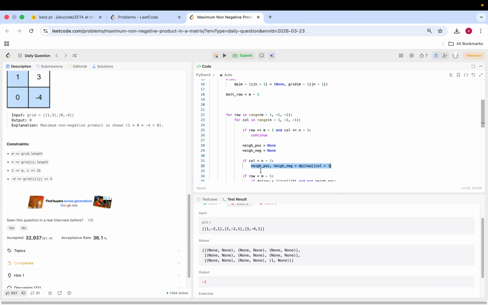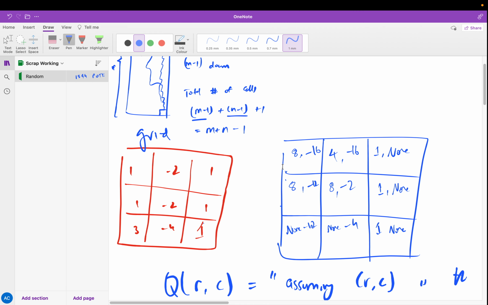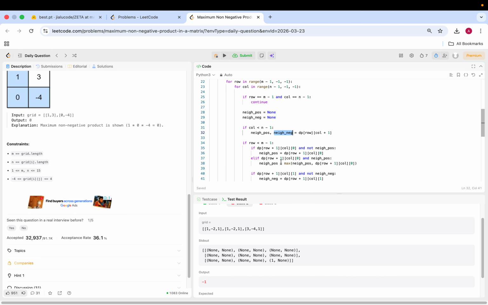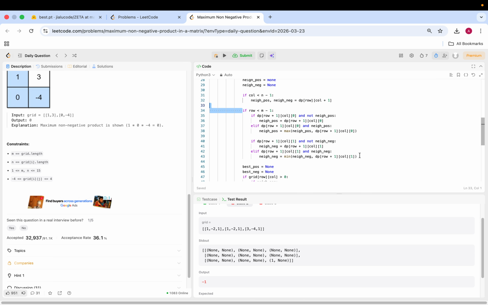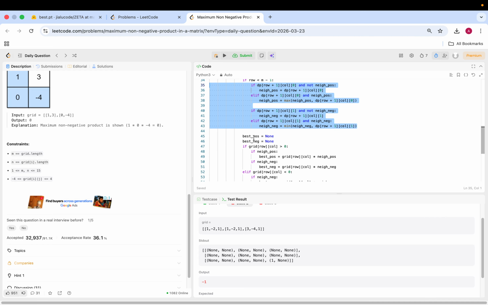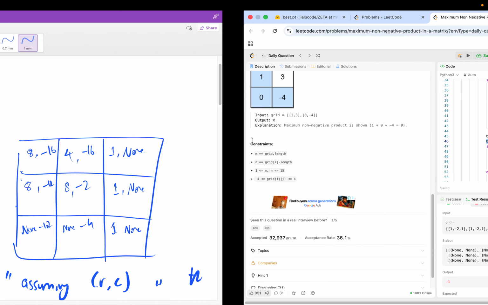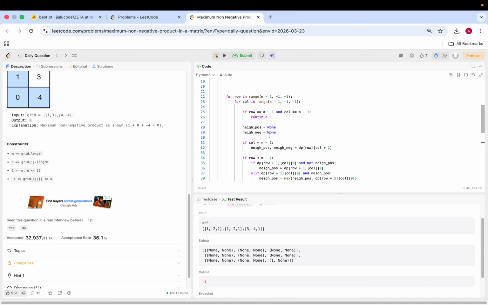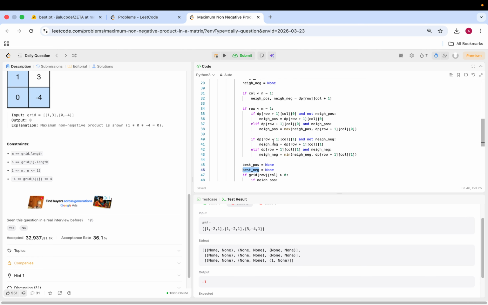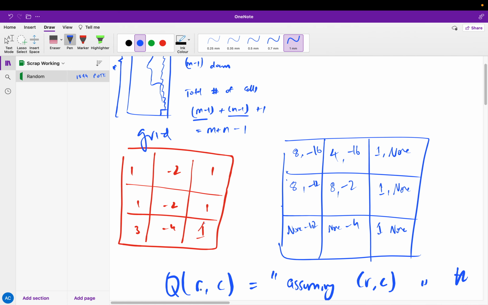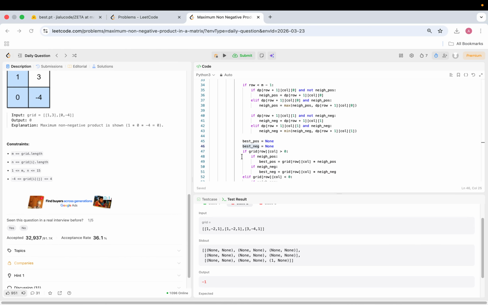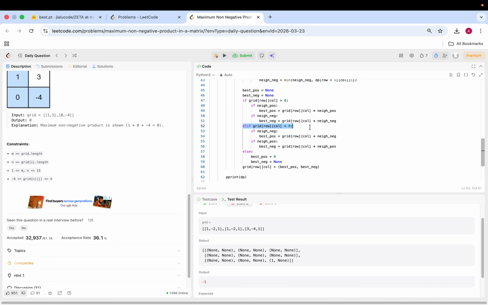I look at neighbor positive, neighbor negative, and I unwrap this. So this should have been 1 and none, initially. If row is less than n minus 1, this shouldn't have run in the very first case, so I'll just ignore it for now. Best positive is none, best negative is none. If grid at, oh wait, no, I called it row and column, sorry. If grid at row and column is greater than 0, it was not, right? It was negative 4. Else if it's less than 0, it was, right?